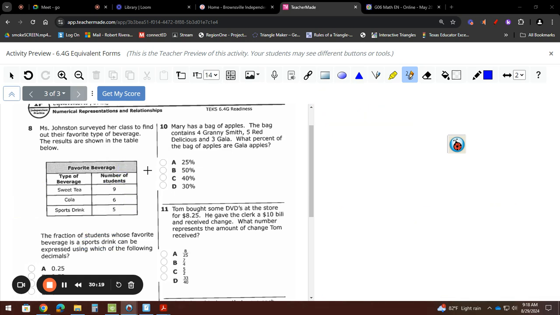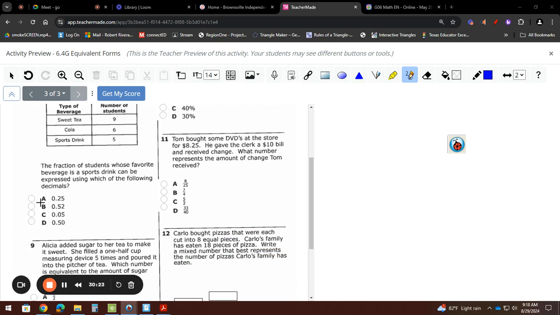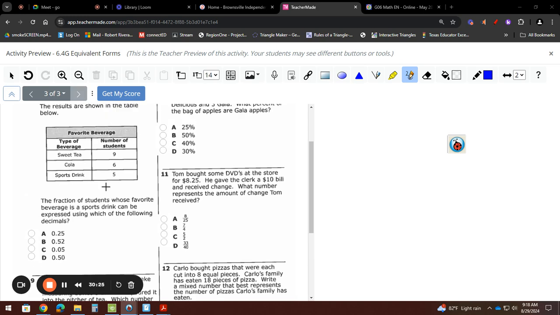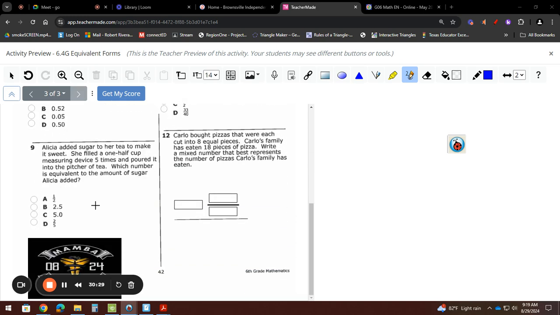Number 9. So number 8 is for homework. I already told you how to do it. Those are your decimals. You're going from fraction to decimal. You need to make a fraction out of this. Look at the story, get the facts, all that good stuff. Number 9 is about a young lady that's going to make some tea.